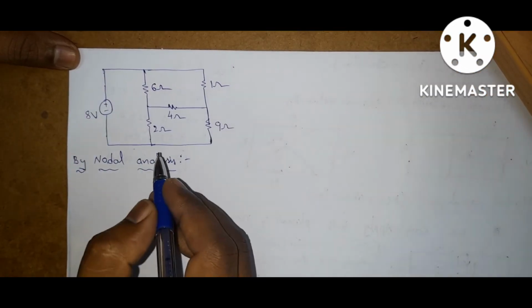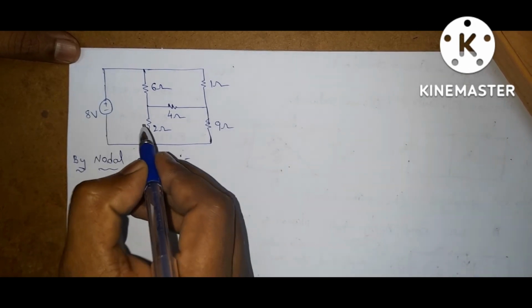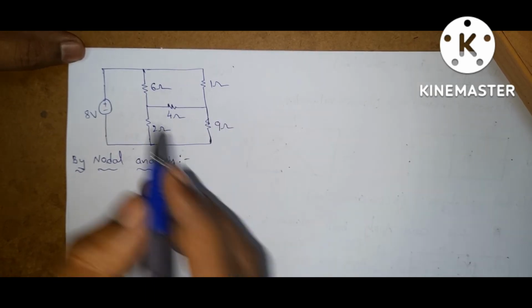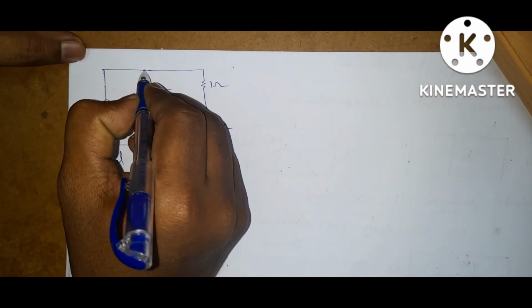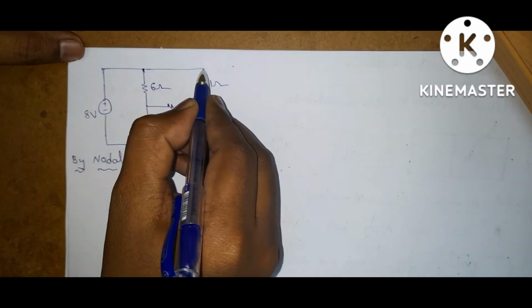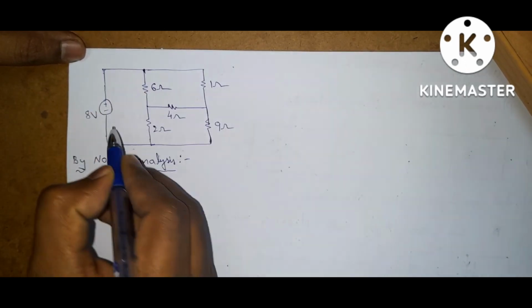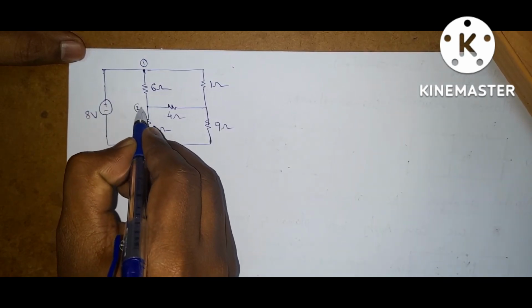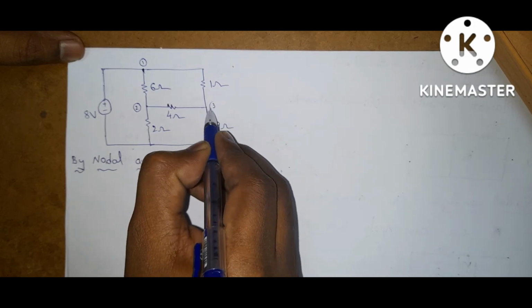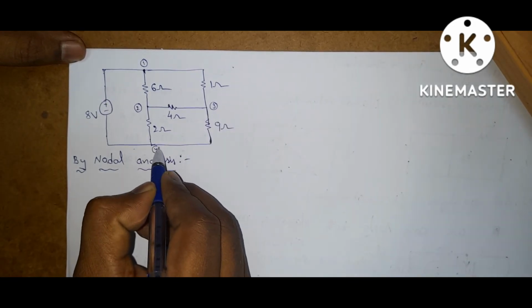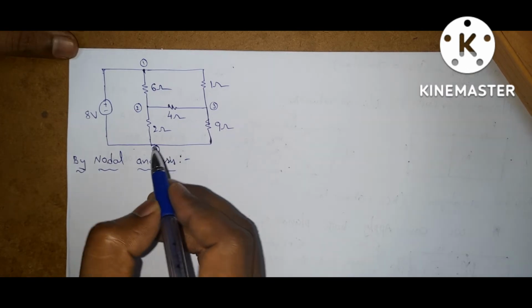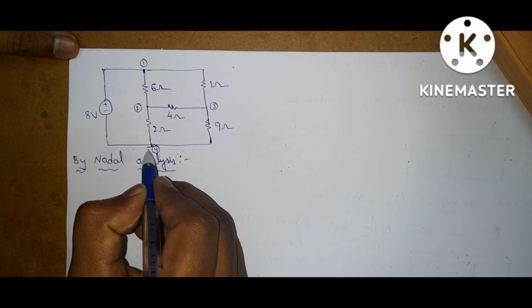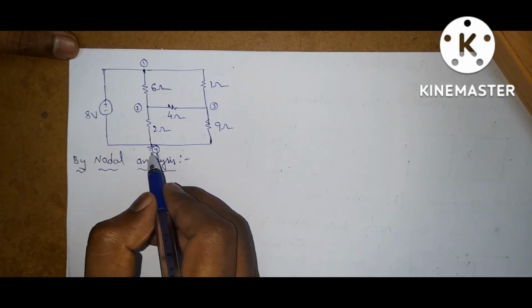Same question by using nodal analysis. First, identify how many nodes are present in any circuit or given network. So here this is one node. From here to here, this is one common node. So this is node 1, this is node 2, and this is node 3. This is node 4. Consider one node as the reference node. In general, we take this as the reference node.